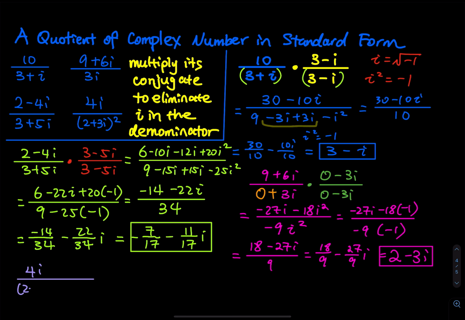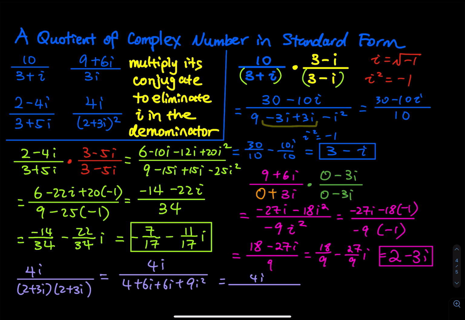I'm going to do this, 2 plus 3i and then 2 plus 3i. I need to expand this first, and then this is going to be 4i divided by 2 times 2, and then 6i plus 6i and then plus 9i squared. So that is equal to 4i divided by 4 minus 9, which is negative 5, and then plus 12i.